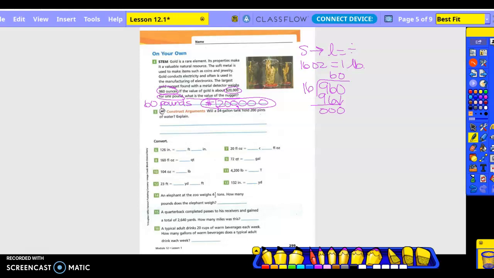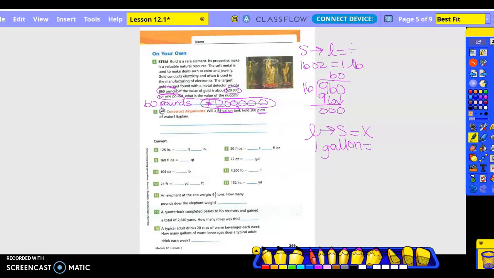Number 5. Construct argument. Will a 24-gallon tank hold 200 pints of water? Explain. So this is where we go back to our Gallon G, right? First of all, we want to convert 24 gallons into pints, right? If I'm going from gallons to pints, am I going smaller to larger or larger to smaller? Larger to smaller. So I'm going to multiply this time, right?